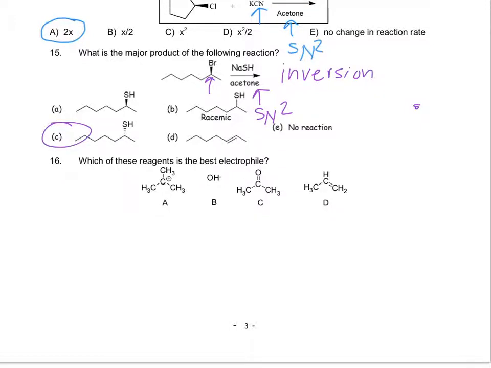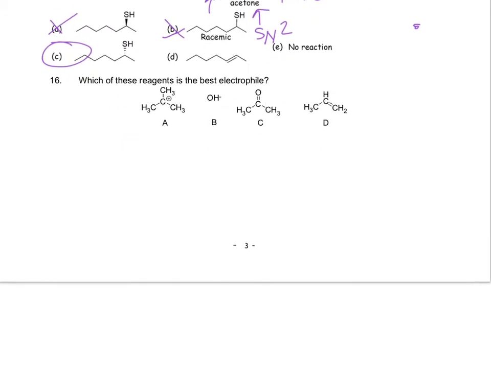If it were SN1, we'd look for a racemic mixture, or more or less a racemic mixture. And so that gives us C. C is the best choice here. It shows inversion. We wouldn't choose B because that gives us a racemic mixture, and we would not choose A because that does not show inversion. That shows the same relative stereochemistry.